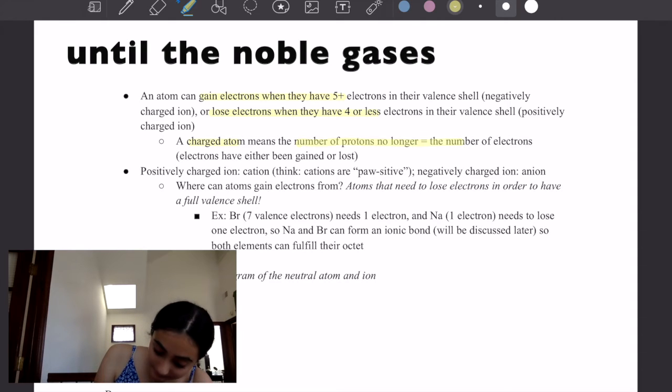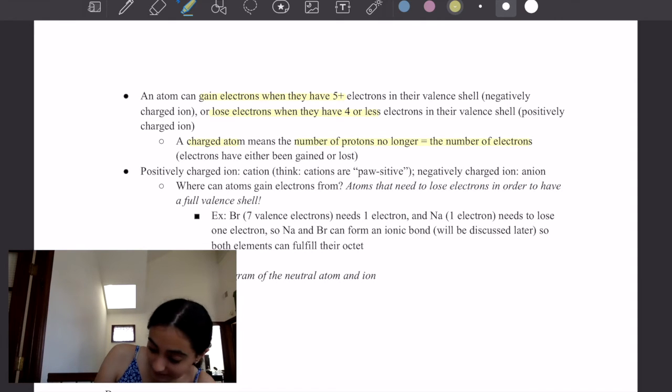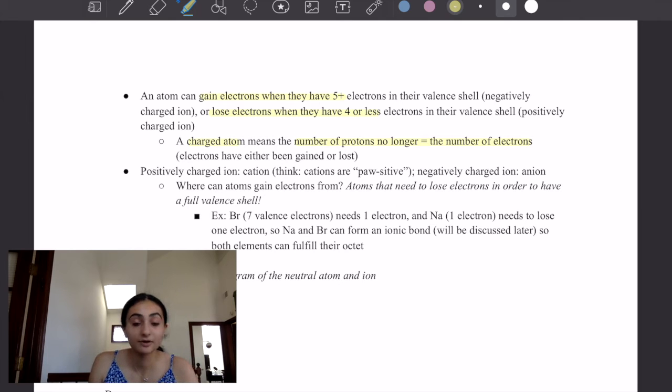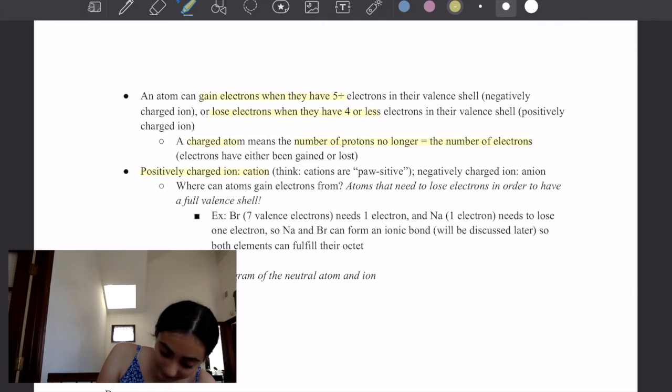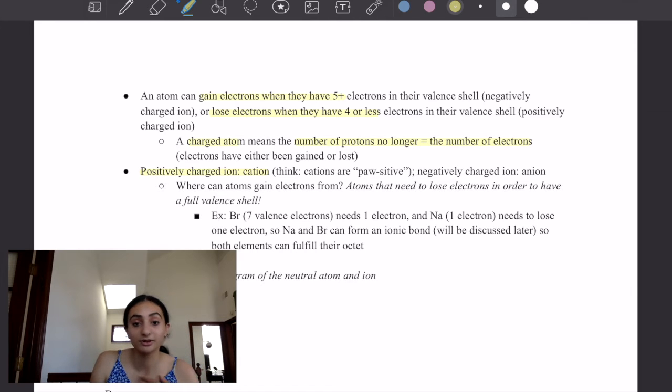So a charged atom, as I mentioned earlier, means the number of protons no longer equals the number of electrons. So the atom either becomes more positive or more negative. So there are names for positively charged ions and negatively charged ions. A positively charged ion is called a cation. And I always remember this by thinking cat-ions are positive, kind of like a pun. And a negatively charged ion is called an anion.